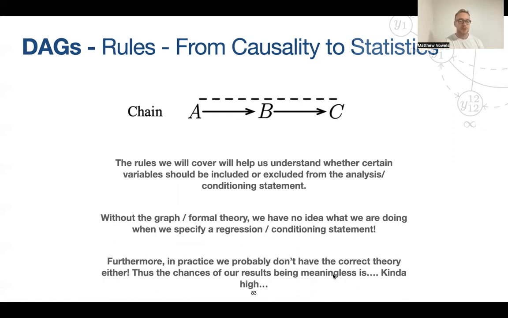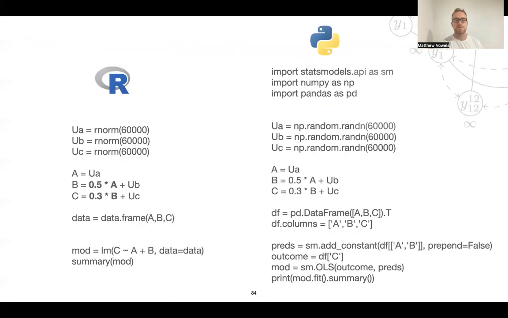Now, of course, in practice, we probably don't have the correct theory either. So it's worth bearing in mind that even though I can teach you the rules to help you go from a graph to the analysis, we're assuming that the graph is correct at that point. But of course, your graph itself may be misspecified as well. So it's really about reducing the chances that we've made a mistake and doing the best that we can.